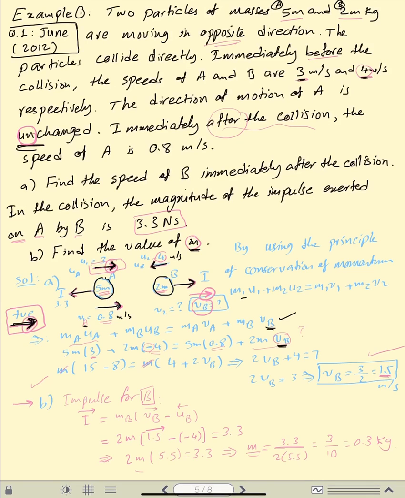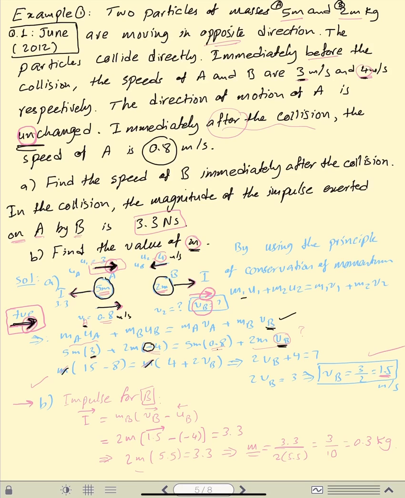So for the particle A, 5m kilograms times 3 with positive, plus 2m times negative 4. Here it says negative 4 because he said opposite direction. Look, this is the positive direction, this is the opposite one. It is equal to 5m times 0.8, which is given in the question, in the same direction as well because it's unchanged, plus 2m times VB. By calculating, 15 times m, and 2 times negative 4 is negative 8 times m.